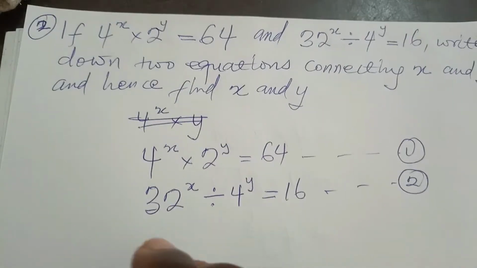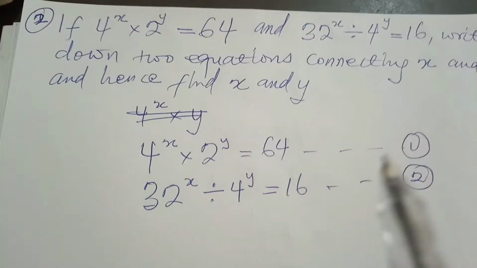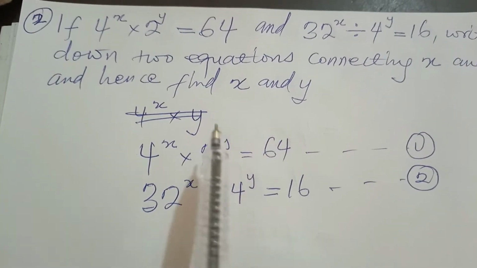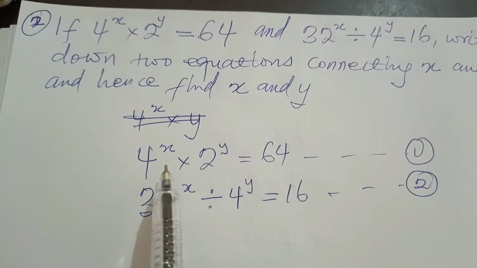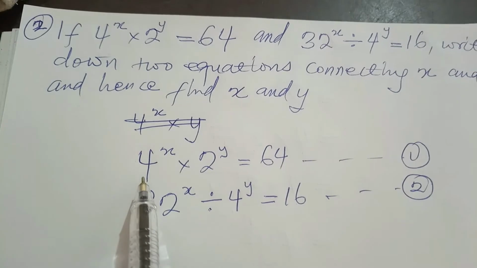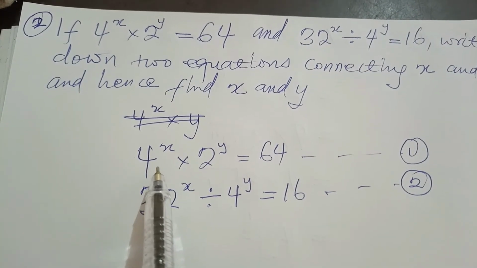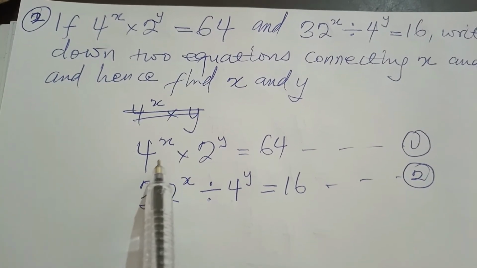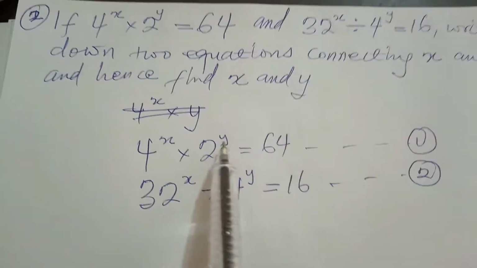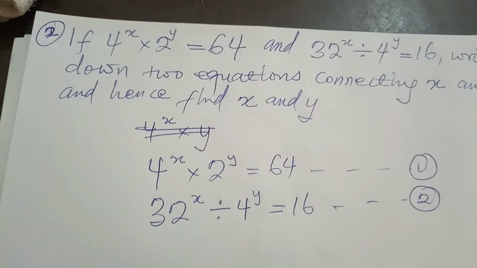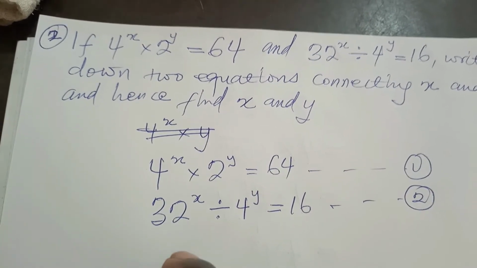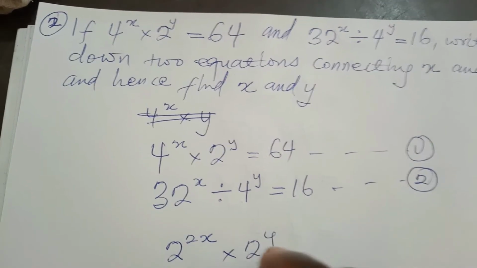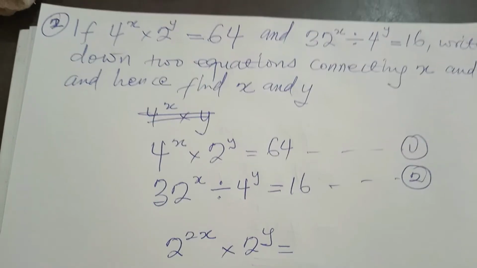We take equation 1 now. We take it by expressing each of them as a common base. And I hope you understand that the common base here will be 2, because 4 can be expressed as a base of 2, and then 64 can also be expressed as a base of 2. Here is already 2. So this will be 2 exponent 2x, that is for the 4, then times 2 exponent y will be equal to 64.